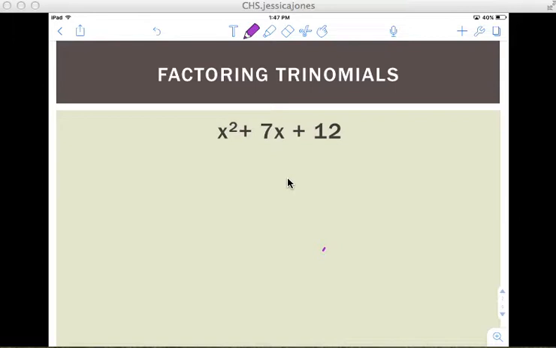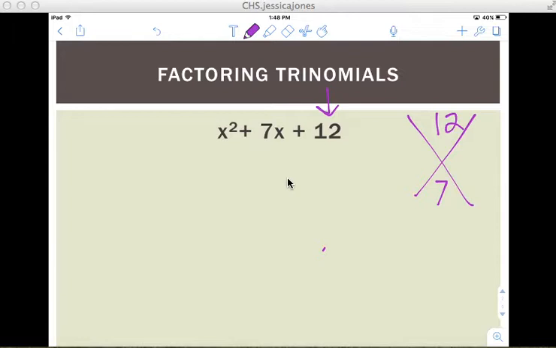The way you're going to do this is you're going to follow this pattern every time, okay? You're going to take your last term, so in this case 12, and then your middle term, in this case 7. You are looking for 2 numbers that multiply to give you 12 and add to give you 7, okay? Some of you, this is going to happen really fast. You're going to be able to see this and come up with the numbers really fast. Some of you are going to have to think about this for a little bit, okay?